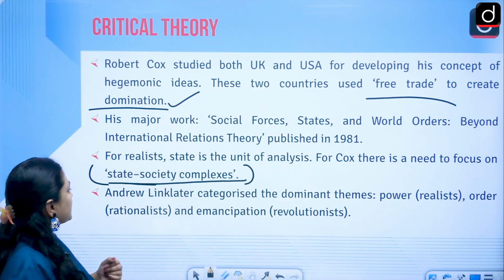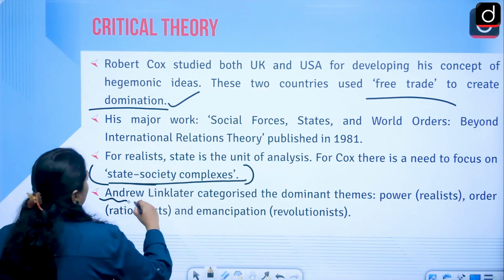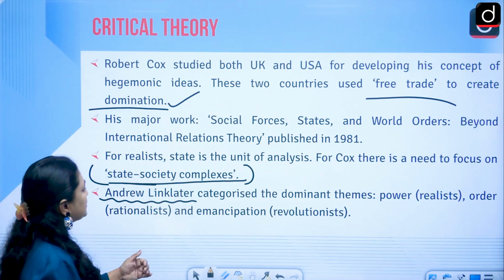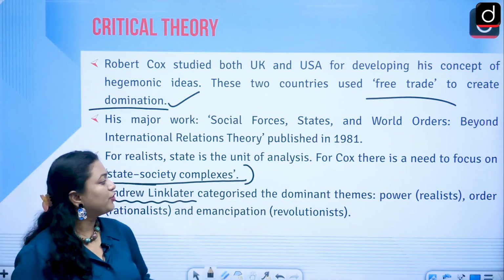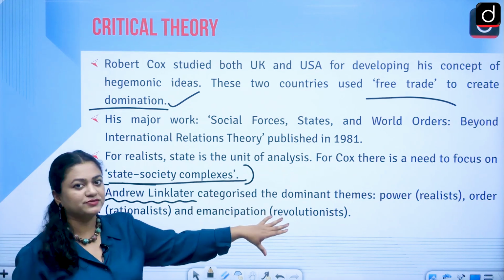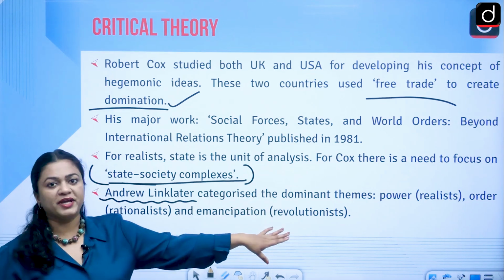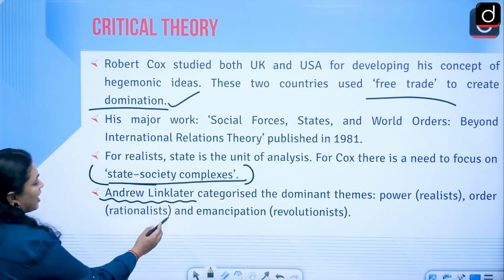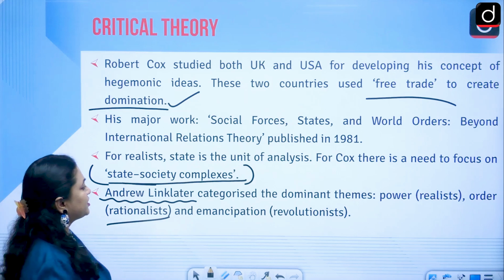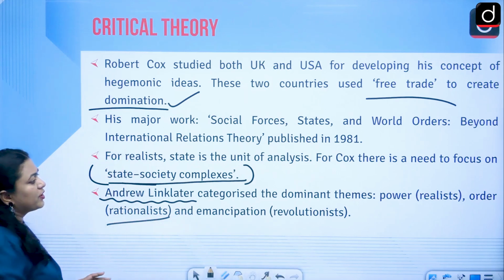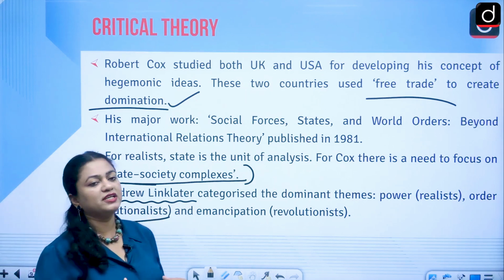Now, another prominent thinker associated with critical theory is Andrew Linklater, who categorized the dominant themes. He explored in his work that power is the dominant theme for the realists, order is for the rationalists, and emancipation is for the revolutionists. So in world politics you find different types of themes.